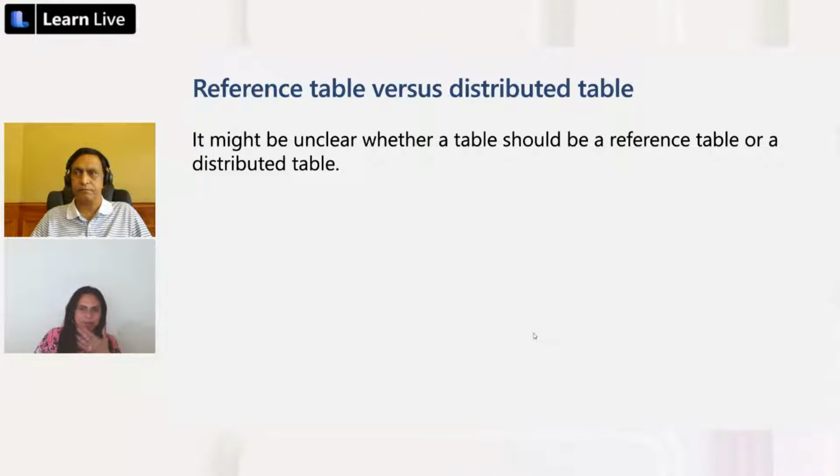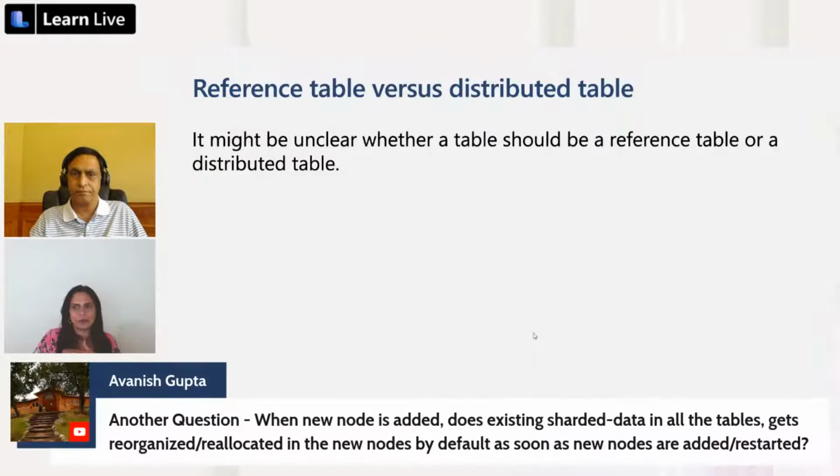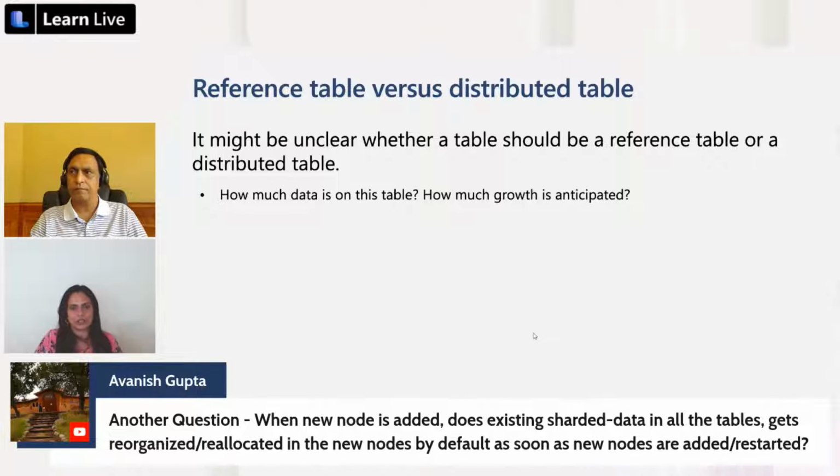Now, reference tables, I've already touched upon this, but we'll go through this pretty quickly. The reference table versus a distributed table: how do you choose whether you should have it as a reference table or as a distributed table? Like I said, it depends on your data. Srini also said the same thing. If you have more data, make sure that you make it a distributed table, because you're going to duplicate this data across every node and it's going to take up a lot of space.